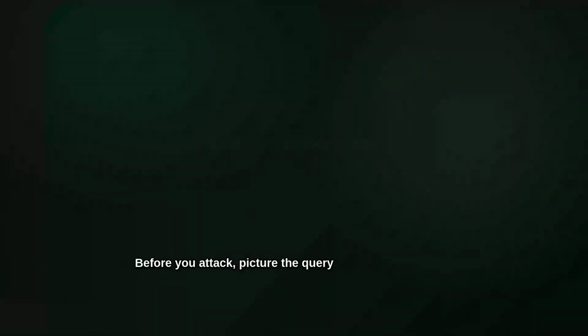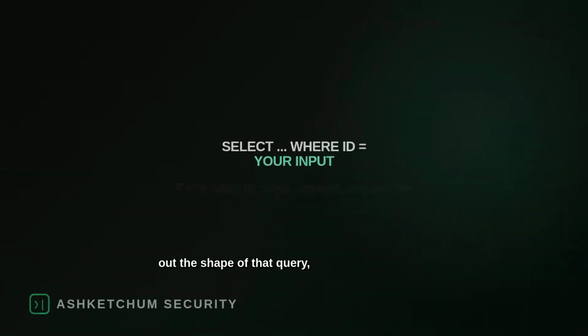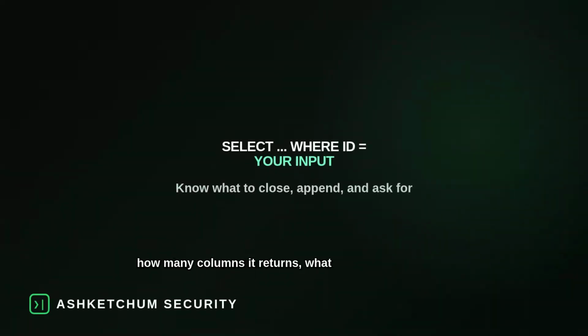Before you attack, picture the query you're inside. For a product page, the backend is almost certainly doing something like "select name, description, price from products where ID equals" your input. Your job is to figure out the shape of that query, how many columns it returns, what data types they are, and where the output lands on the page. Once you can see that invisible query in your head, injection stops being guesswork. You know exactly what to close, what to append, and what to ask for.